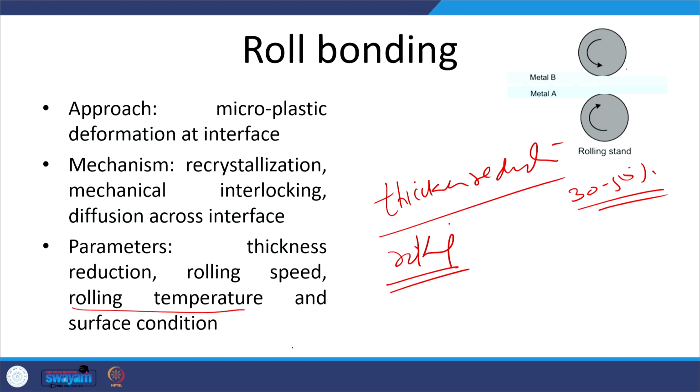The rolling temperature is another one. Higher rolling temperature facilitates the roll bonding because metal becomes soft, of lower yield strength and greater ductility. At the same time, diffusion across the interface is also facilitated when the rolling temperature is high. Surface conditions certainly affect things significantly, especially at the interface. Why? Because if the surface is clean, free from impurities, then it will facilitate easy diffusion across the interface for the development of the roll bonds.